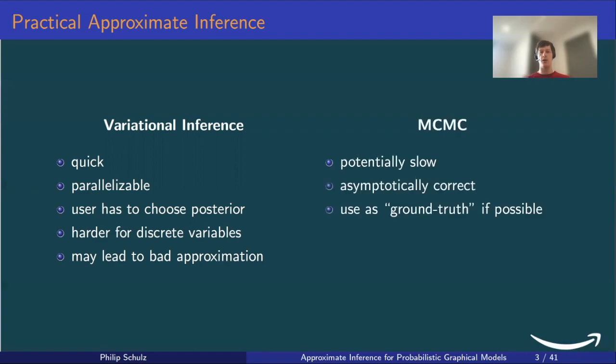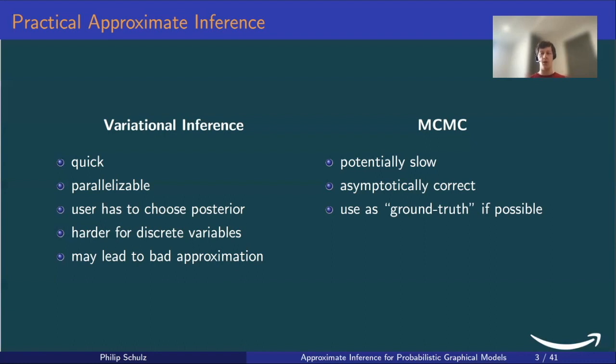And on the other hand, we're going to look at Markov chain Monte Carlo or MCMC methods. These methods are potentially very slow, but they're kind of seen as the holy grail of approximate inference because they're asymptotically correct. What do I mean by that? Well, asymptotically correct just means that if I run these methods for long enough, then I will actually recover the true posterior, or at least I will recover samples from the true posterior.